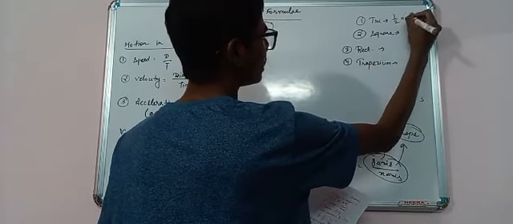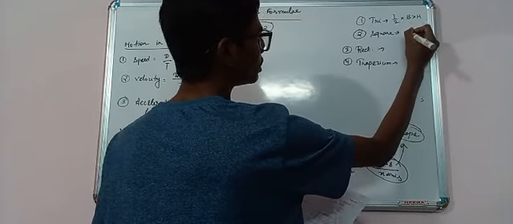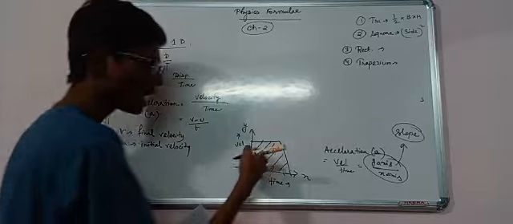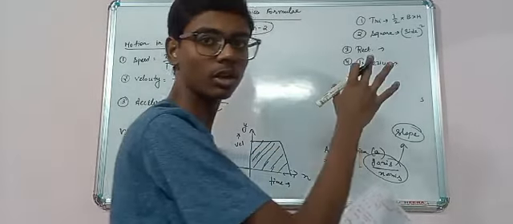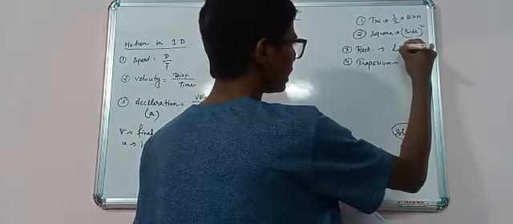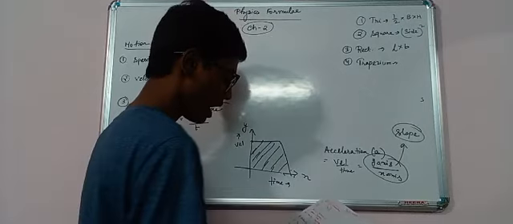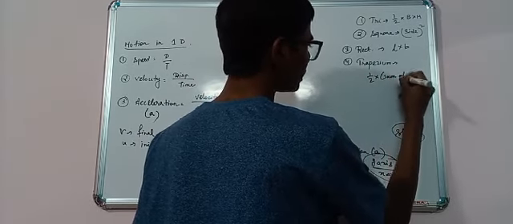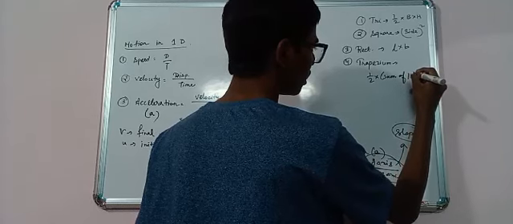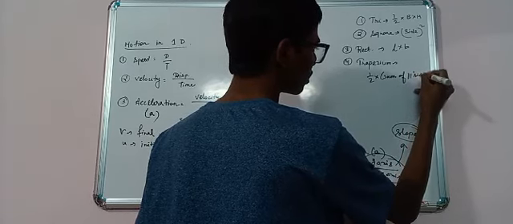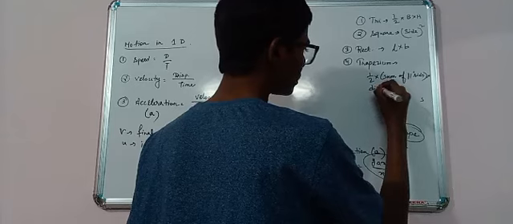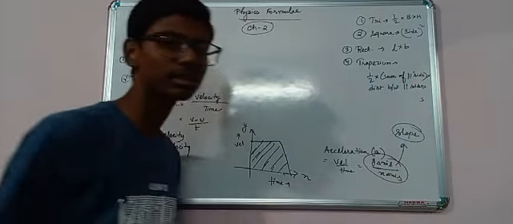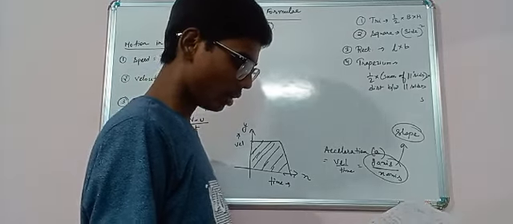For a triangle, half into base into height. For a square, it's side square. We already know it. These are the concepts of maths, still I am saying here. Length into breadth for a rectangle, and for a trapezium it's half into the sum of parallel sides into the distance between the parallel sides. Done? Okay.